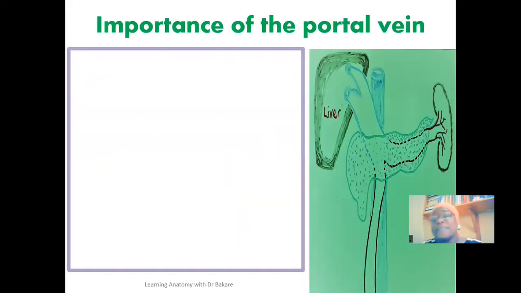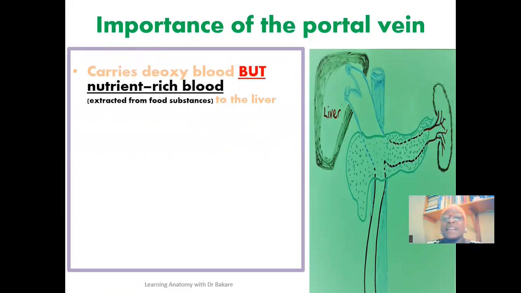Going further, let's explain the importance of the portal vein. Why is the portal vein created? Why is there the need to carry nutrient-rich blood to the liver? In our previous slide, we established that the portal vein carries deoxygenated blood. And we know that deoxygenated blood is supposed to be delivered into the inferior vena cava, which is the collection point for venous blood at the lower part of the body, which will further merge with the superior vena cava to form the vena cava that will then deliver this deoxygenated blood into the right side of the heart, and then into the lungs where it will be oxygenated. That is the normal route.